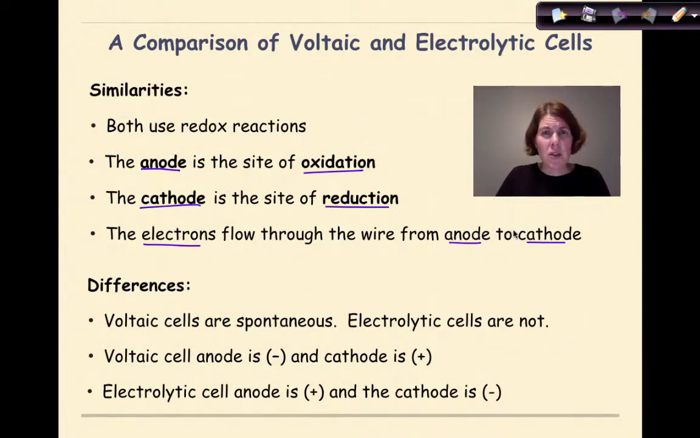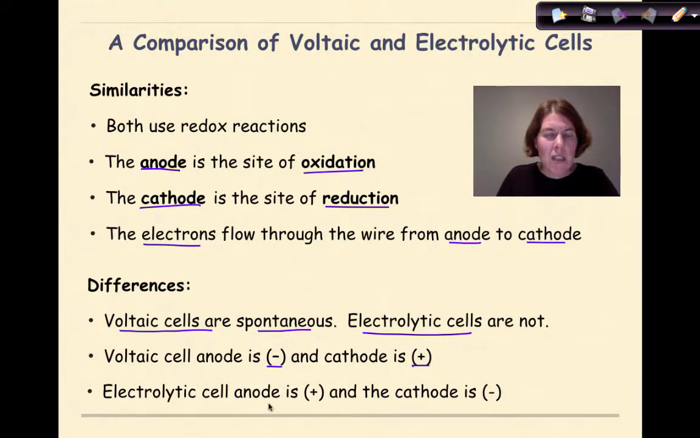There are a couple of differences though. Voltaic cells are spontaneous. They're going to react without any outside intervention. For an electrolytic cell to work, you need to have an outside power source, like a battery. In the voltaic cell, the anode is negative and the cathode is positive. The anode is negative in a voltaic cell because that's where the electrons are originating from. The cathode is positive because that's where they're being consumed.